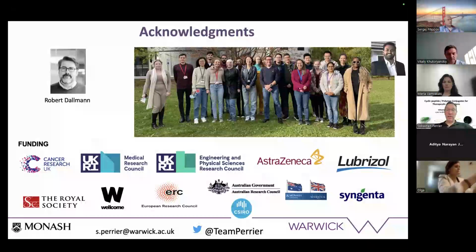I tried to acknowledge the people who did the work. Here is a picture of the group, and you see Sophie here, whose work I've talked about quite a lot. At this point in time in the picture, Julia had already left the group. Robert Darman is my collaborator at WMS Medical School in Warwick, with whom we do a lot of the animal work, and Santosh is an assistant professor in the group as well, focusing on animal work.